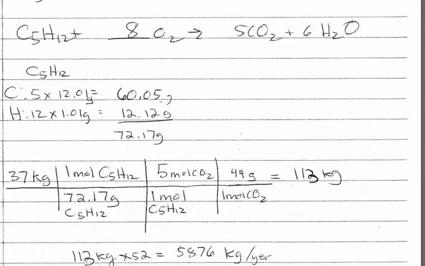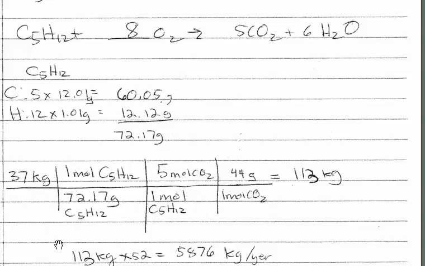So now let's look at the question. I need to figure out how many kilograms of carbon dioxide are produced when a tank full of gas, or 37 kilograms of pentane, is burned or combusted. So I'm actually not going to convert my kilograms to grams. I could do that, but I would end up multiplying by 1,000 and then dividing by 1,000, so it's going to end up being the same number. I'm just going to keep it in kilograms.